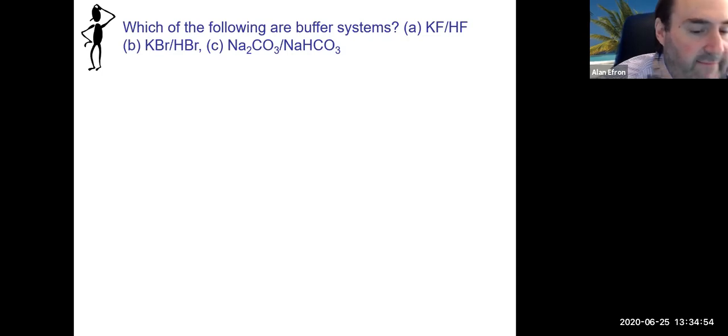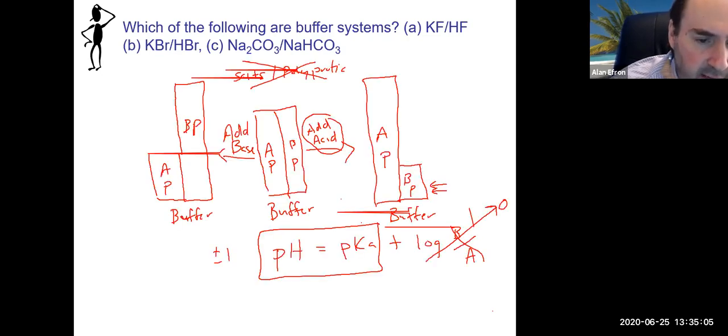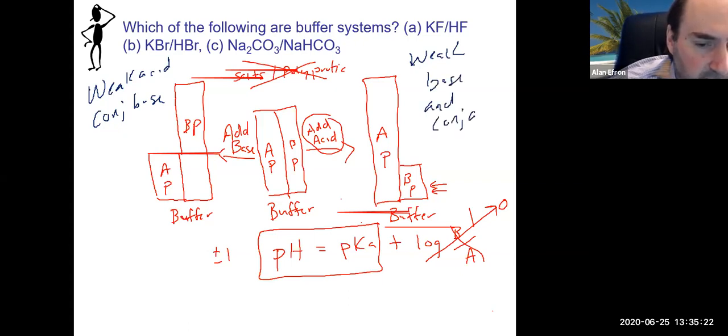All right, so where we left off last time was we got into buffers, and we talked about what buffers were, and we had this idea of, again, a buffer is really either a weak acid and its conjugate base, or you could have a weak base and its conjugate acid. And those are really the two components of a buffer. The reason that we need it to be a weak acid or a weak base is because those guys will be able to set up an equilibrium.